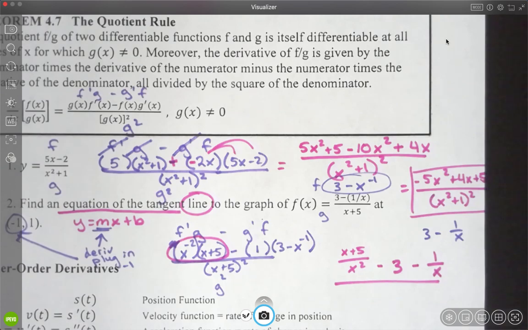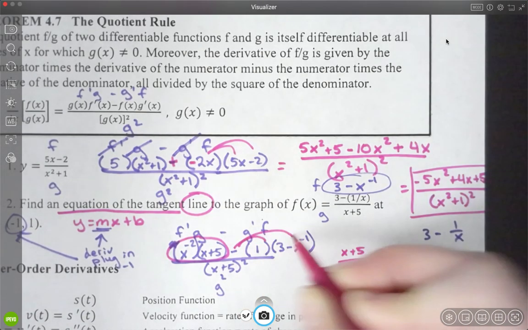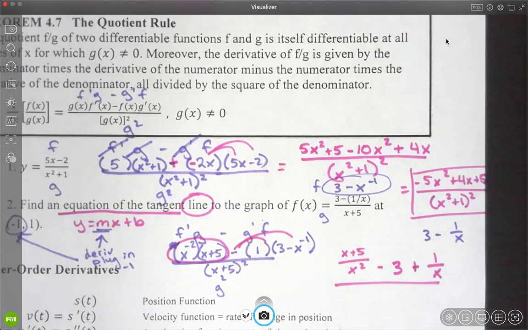And I didn't do something right. What did I not do right? It should be plus 1 over x, right? Because this negative goes with the 1, right? So plus 1 over x. So don't let that get you. That's going to be where you get stuck. With the quotient rule, make sure you distribute that negative to the last piece. Okay? All over x plus 5 squared.